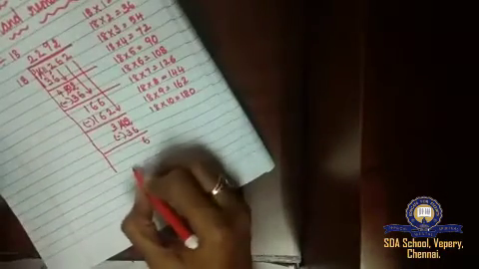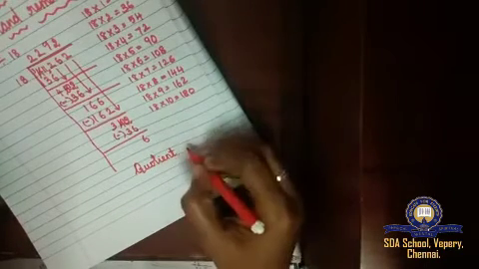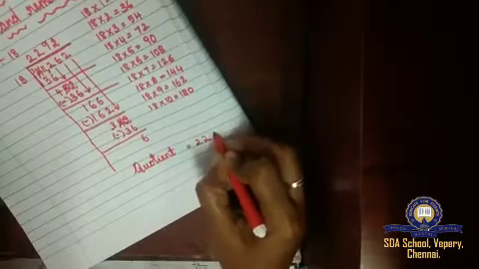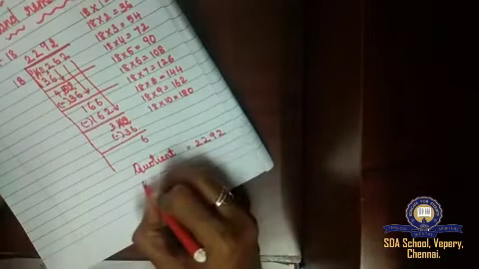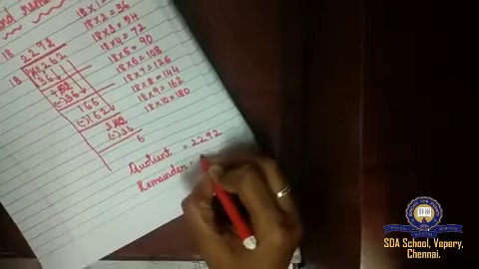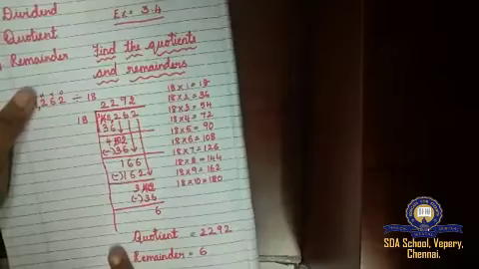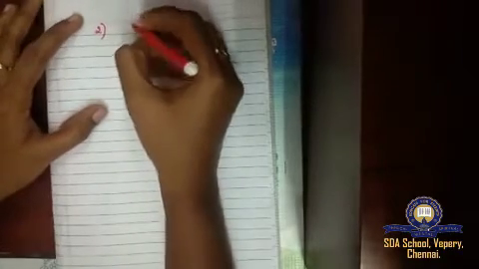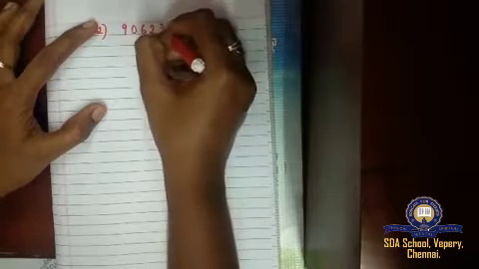42. The nearest to 42 is 36, that is 18 twos are 36. Just subtract it. From 2 you cannot, so this will become 3 and this will become 12. 12 minus 6 is 6. That's all. So you got the answer. The quotient, you have to write it separately. Quotient is equal to 2292. This part is said to be the quotient part. And then the remainder.